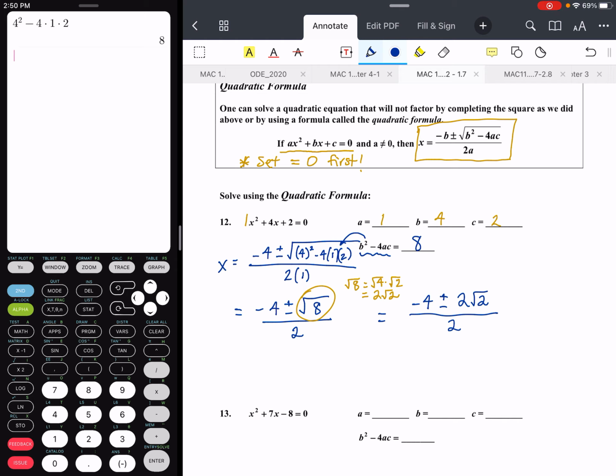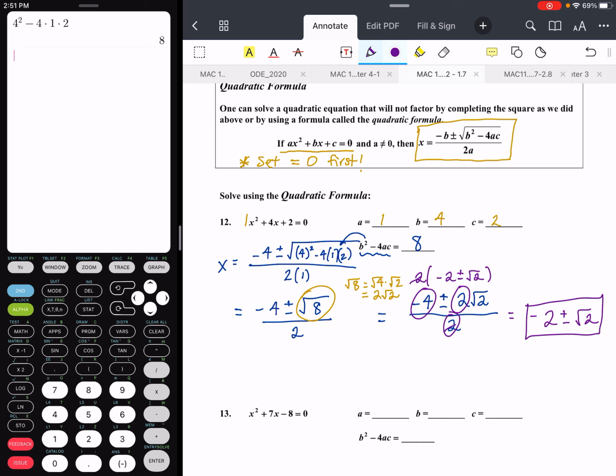And then for my last step, this isn't fully simplified because all of my coefficients here, here, here are divisible by 2. So if you want, you can think of it as factoring out a 2. So if I factor the numerator, that would give me a 2 on the outside, and then negative 2 plus or minus square root of 2 on the inside. And then when I cancel the 2's top to bottom, leaves me with my final answer, negative 2 plus or minus square root of 2.